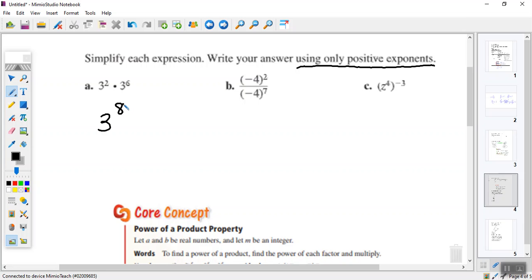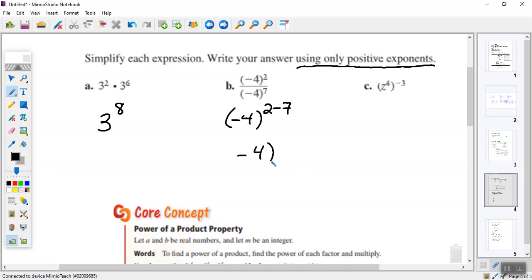I'm concerned about the next one. -4 to the second over -4 to the seventh. First of all, what would you do with the exponents? Subtract. So you would do 2 minus what, kids? 2 minus 7. So this would be -4 to the 2 minus 7. But kids, what is 2 minus 7?